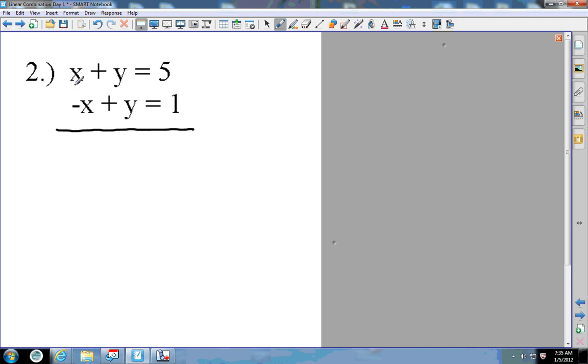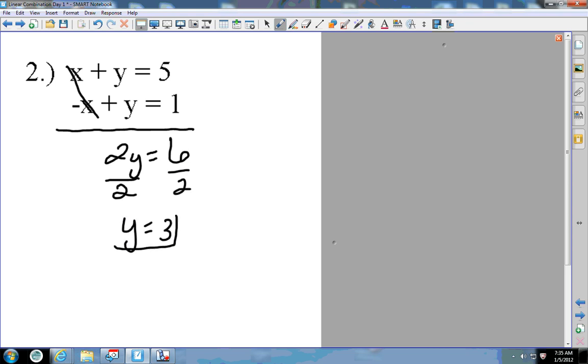X minus x makes 0. It goes away. How many y's do I have? 2y equals 6. Okay? So what do I do from here? Divide by 2. Y equals 3. Am I done? No, I am not.